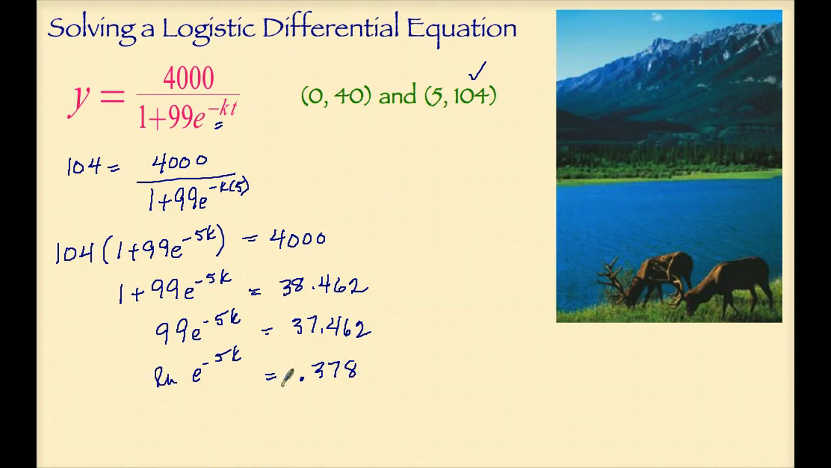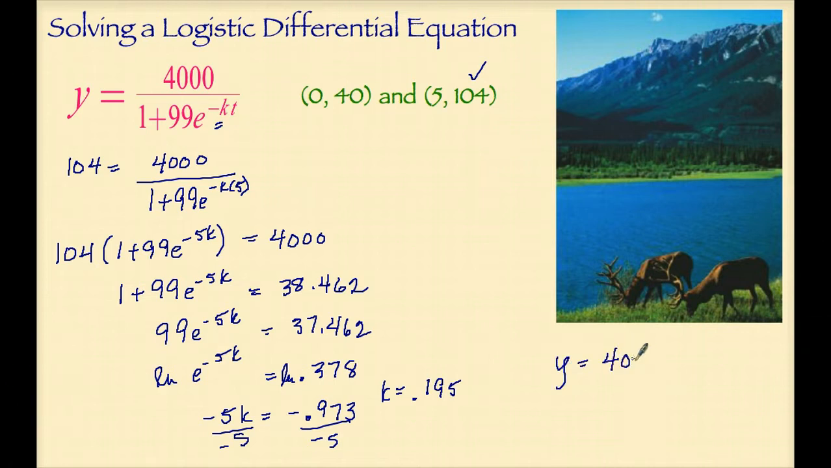Let's take the natural log of both sides. We end up with negative 5k is equal to negative 0.973, and when we divide both sides by negative 5, we have k is equal to 0.195. Thus, our particular solution will be y equals 4,000 over 1 plus 99 e to the negative 0.195t. Now let's use this particular solution to answer the next question.